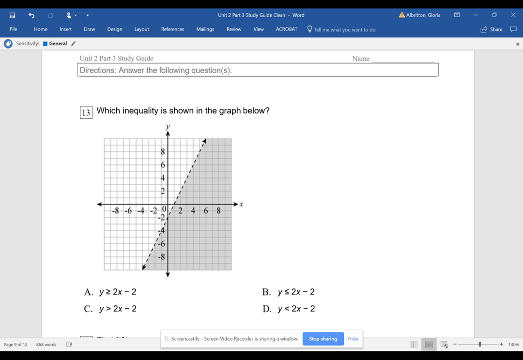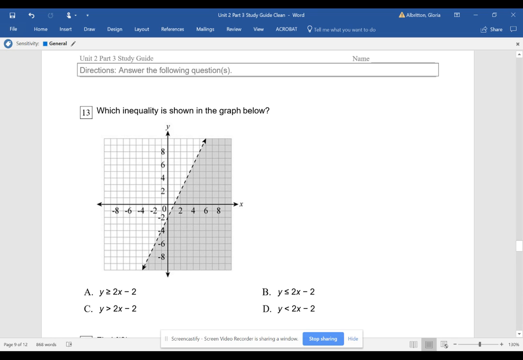So, problem number 13, which inequality is shown in the graph below? Well, when I look at the answer choices, I see that I have for A greater than or equal, B is less than or equal, C is greater than, and D is less than.